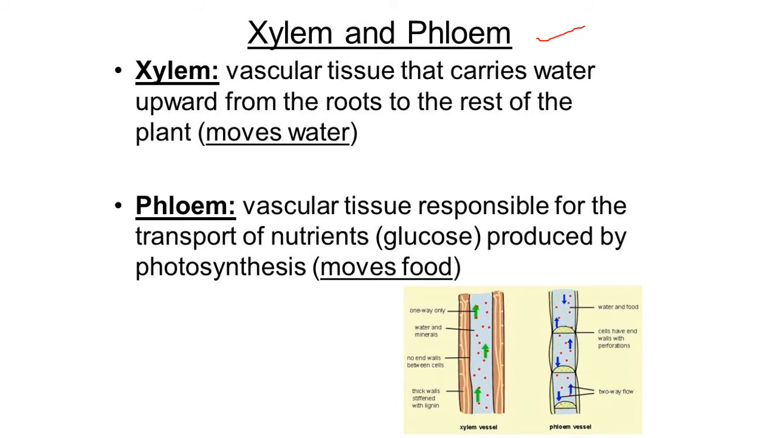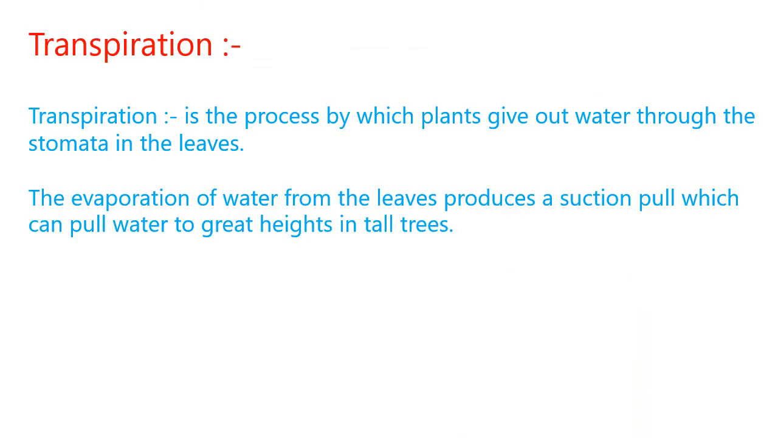Xylem and phloem, again, these two are the vascular tissues. It is responsible for the movement of water and minerals, and it is responsible for the transport of nutrients produced during photosynthesis. And in phloem there is two-way movement, in the upward direction also and in the downward direction also. But in xylem there is only the upward movement. What is transpiration?